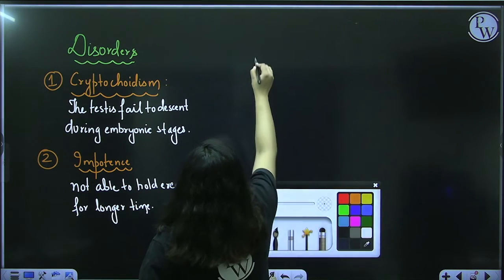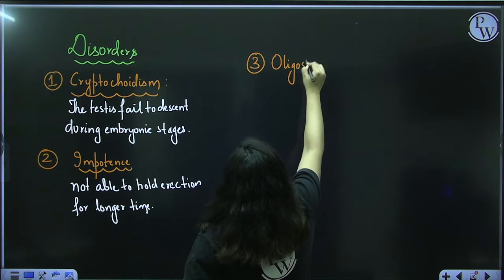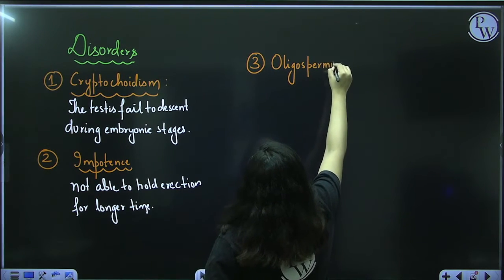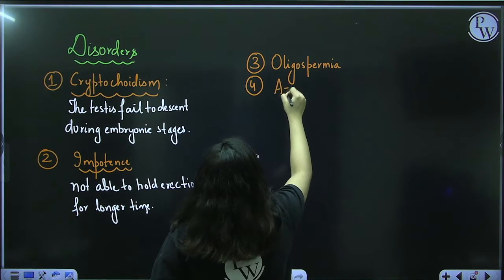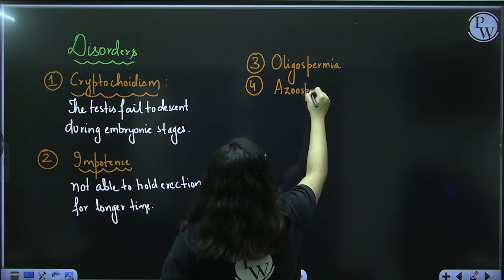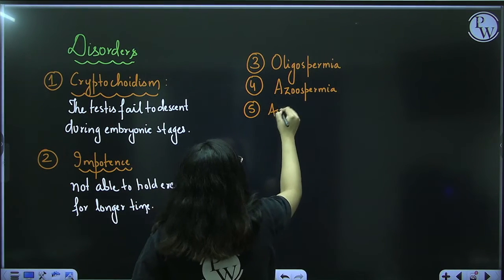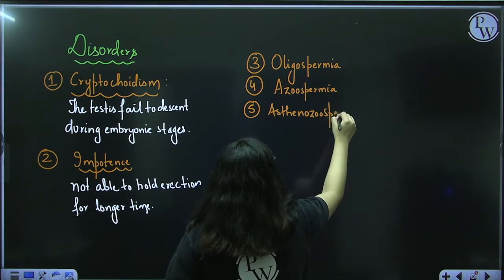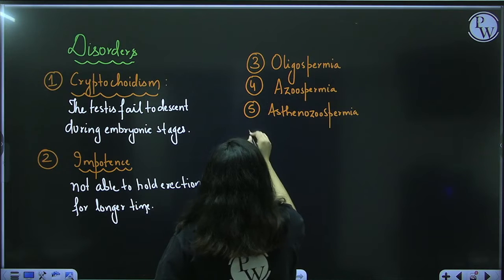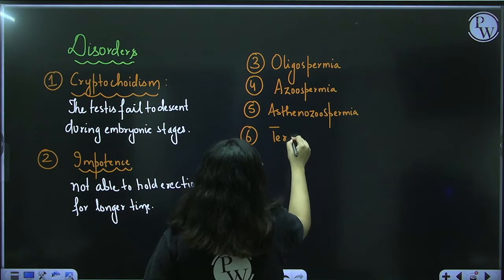Alright, the third one, what if the sperm count decreases? The condition will be oligospermia. So there are different conditions. Let me write it down first. One is azoospermia. Then we have asthenozoospermia. And then we have teratozoospermia.